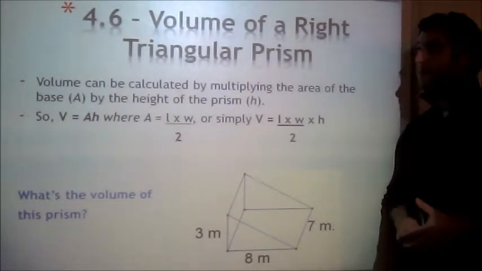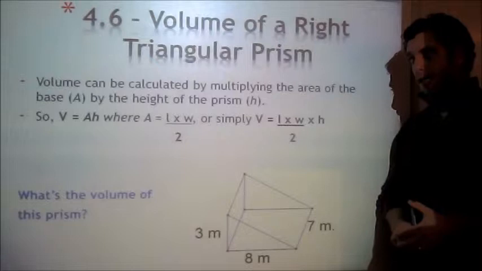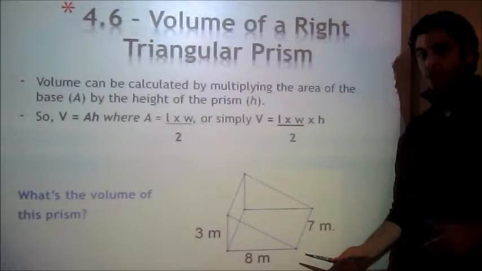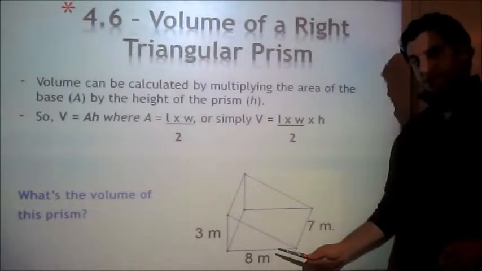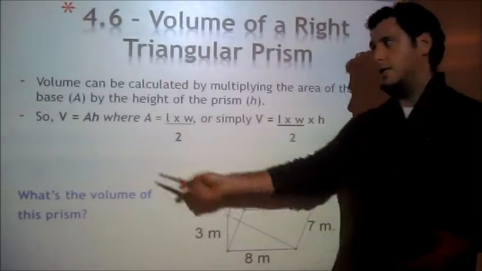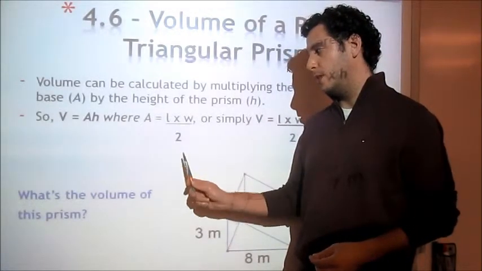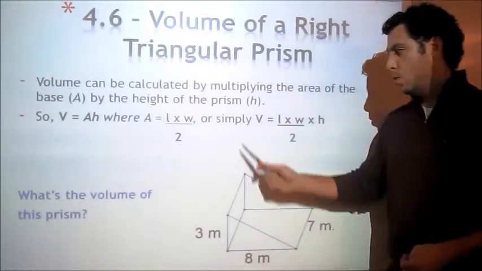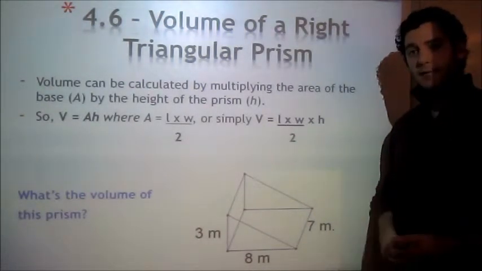Topic 4.6, volume of a right triangular prism. Volume can be calculated by multiplying the area of the base by the height of the prism. Now remember, a prism is named for its base. So when we're dealing with a triangular prism, the bases of the prism are the triangles themselves. So you can express that formula as V is equal to A times h, where A is equal to length times width divided by 2. This is the formula for the area of a triangle. Or simply, volume is equal to length times width divided by 2 times height.